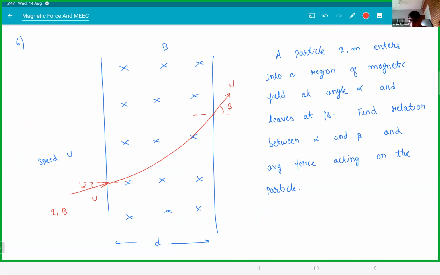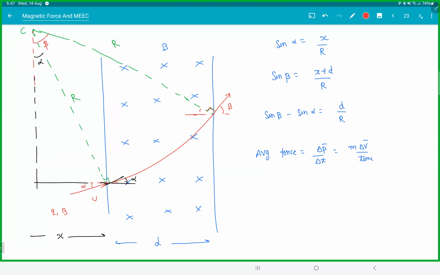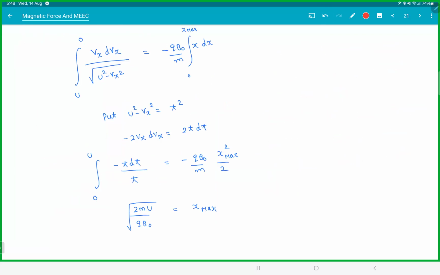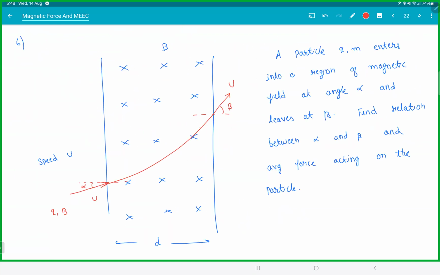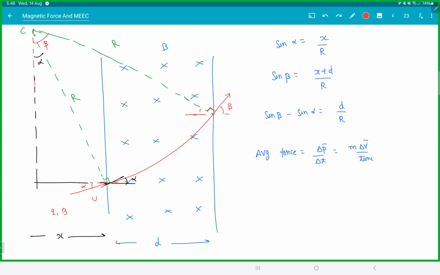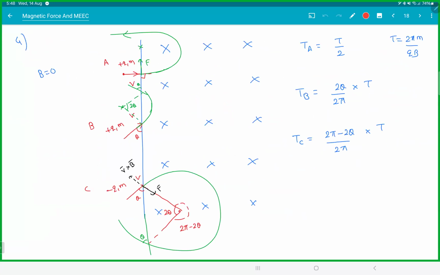So how do you know that the radius is greater than d? That is the case we will take. If the radius is less than d, then the particle would have gone and come out like this. The case which you've done right now is radius greater than d. So we are taking a case here where R is greater than d. We are assuming the other case doesn't happen, where it is possible that you enter and come out. We are not taking that case. That case would have been a different problem.